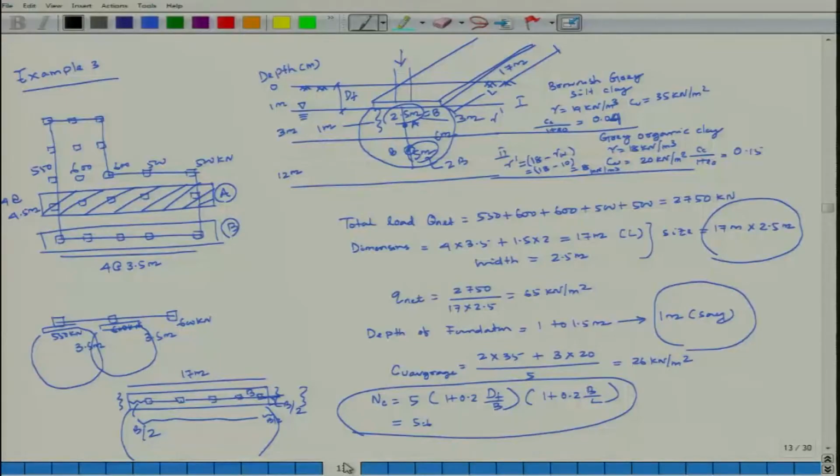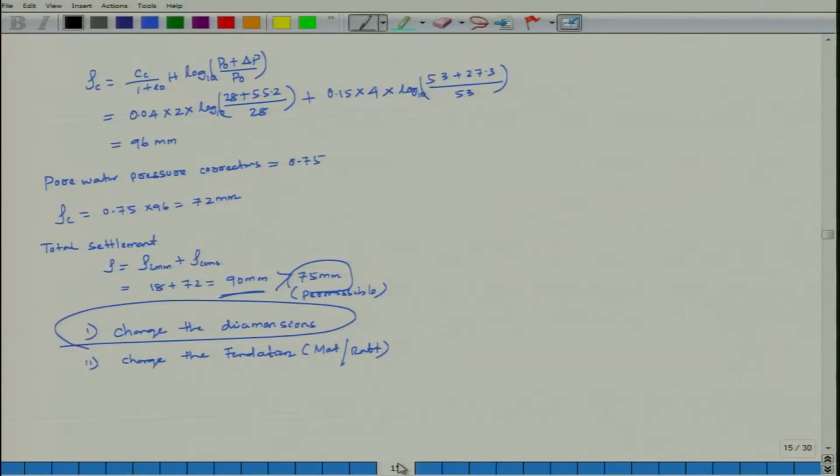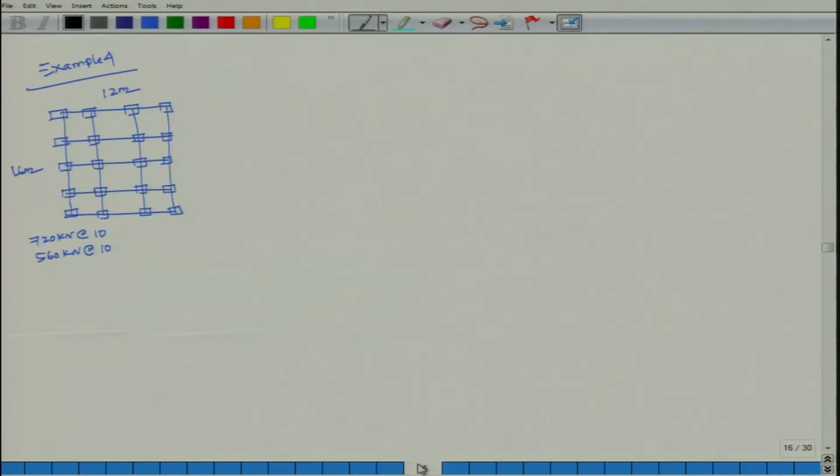So, last class I solved one example considering different column loads, and I have solved only taking into consideration strip footings. Then at the end it was not satisfying the permissible settlement, hence the dimensions have to be changed, and it may be recommended that you change the foundation size to a mat or raft. Now this example 4 I will keep, this is for mat foundation.